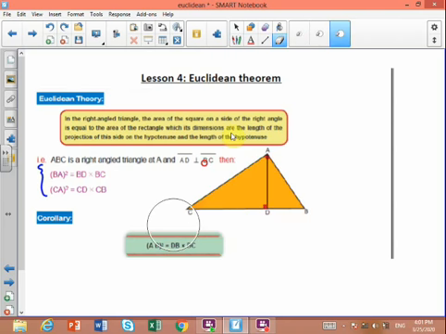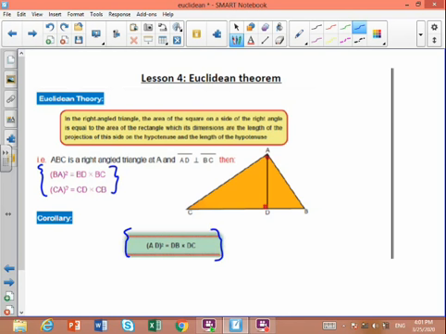Okay, from where I got this rule? Why AB square equal BD times BC? This is for your info. You will not use it. You will use the rules I have just said. These are the three rules. Okay, but I want you to understand from where.